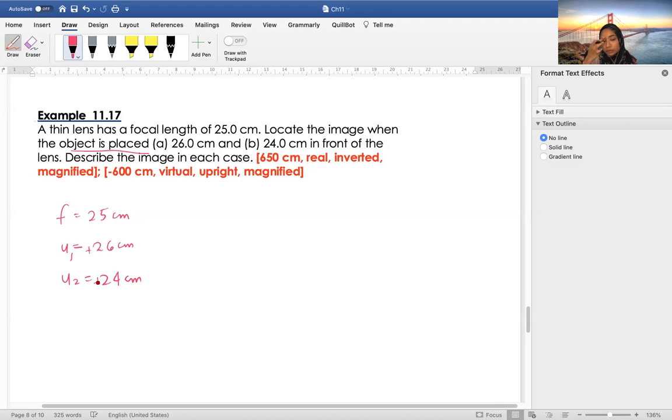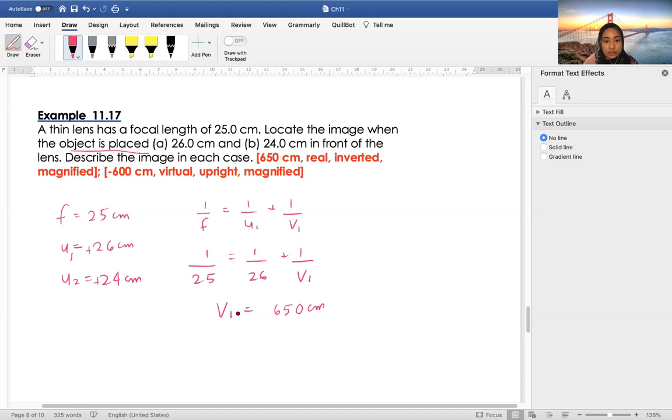Okay, so we want to know what is the V. 1 over F equals to 1 over U1, 1 over V1. U1 is 26. V1 we don't know. Focal length is 25. So solving using your calculator, V1 should be 650 centimeter.